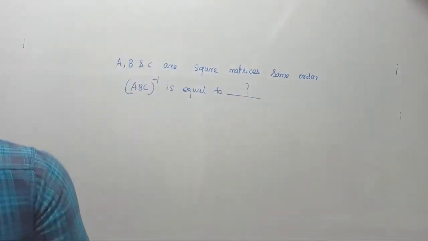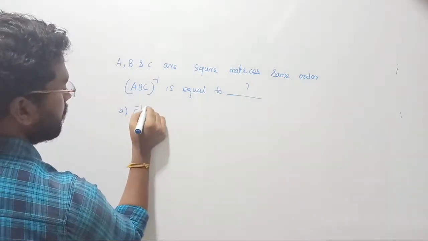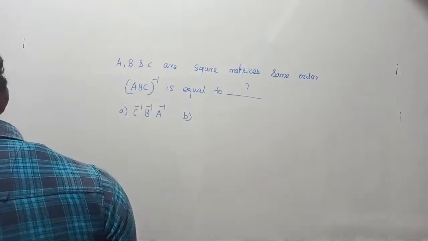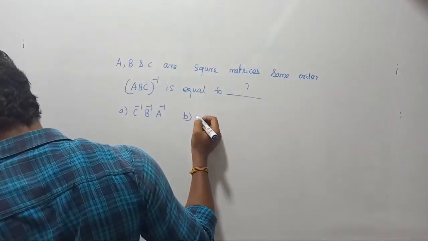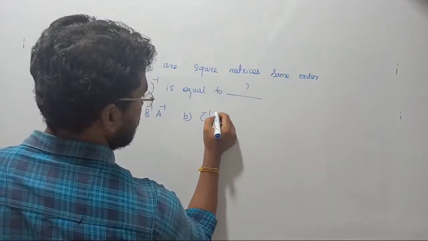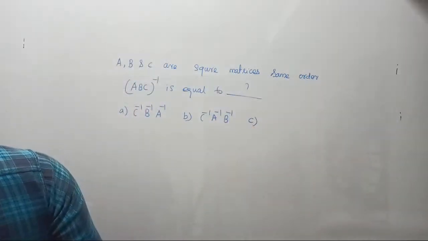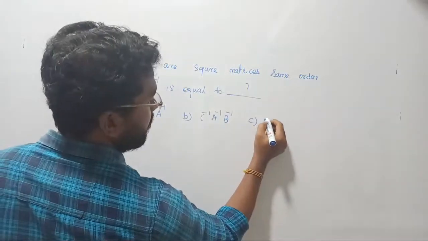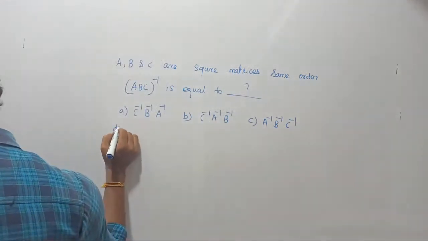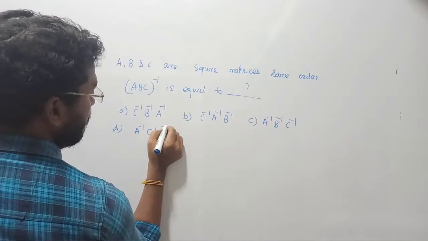Of course, they are given four options. Option A: C inverse, B inverse, A inverse. Option B: C inverse, A inverse, B inverse. Option C: A inverse, B inverse, C inverse. Option D: A inverse, C inverse, B inverse.